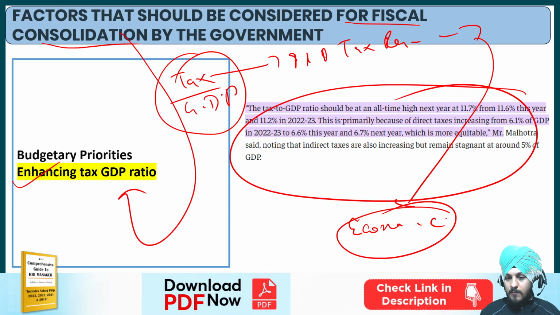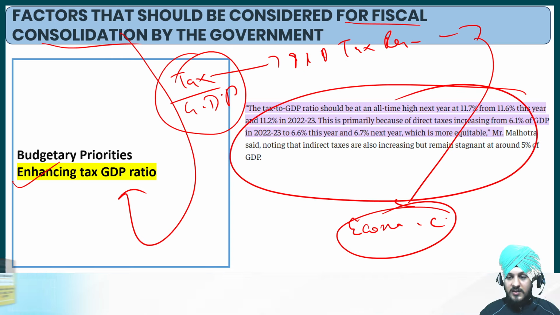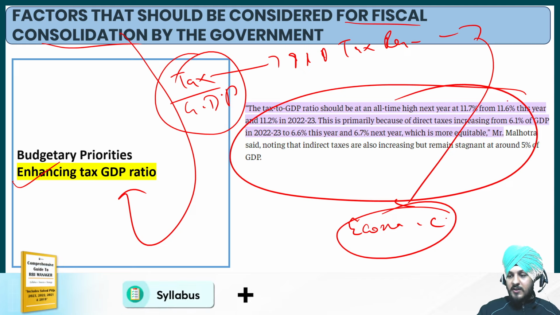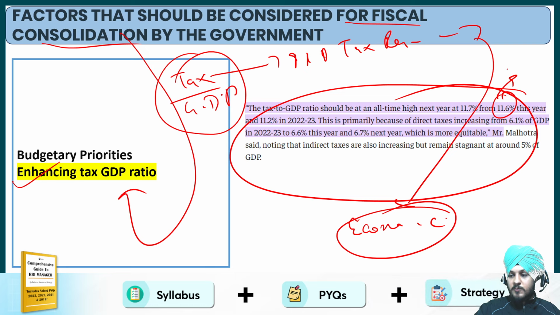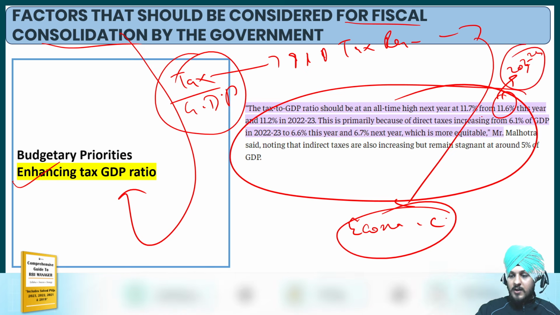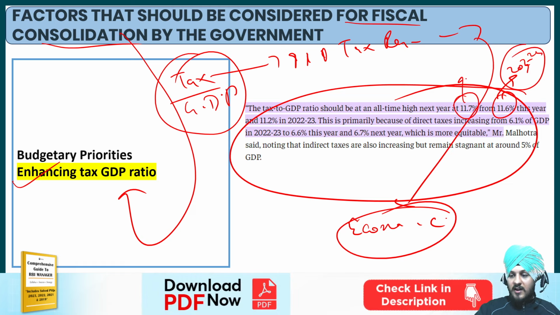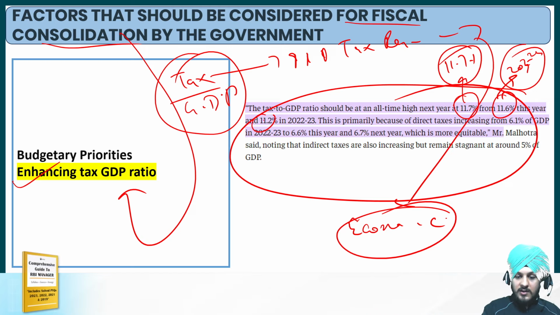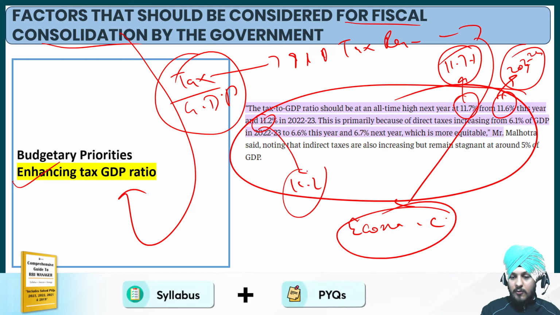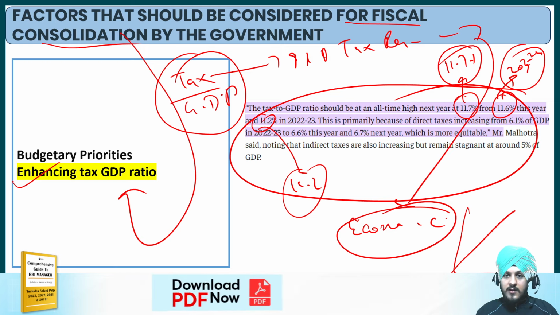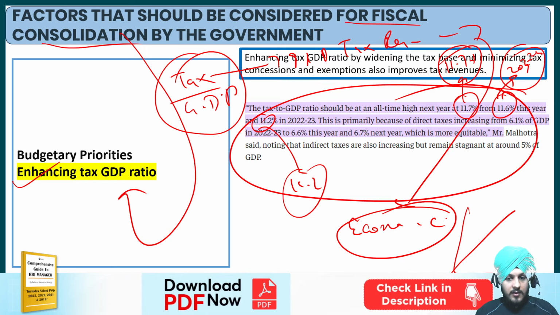And I have written this data. You can mention in your answers that the tax to GDP ratio this year was 11.6% for the year 2023 to 2024, and next year the target is 11.7%. And last year it was 11.2%. So you can see how the government is aiming to increase the tax to GDP ratio with time so that it can aim towards fiscal consolidation.